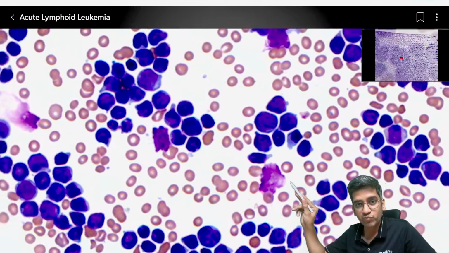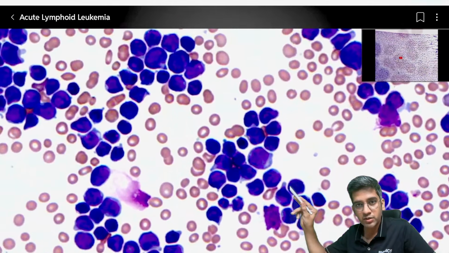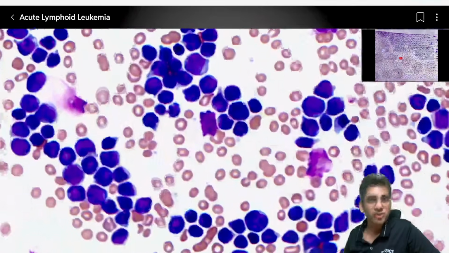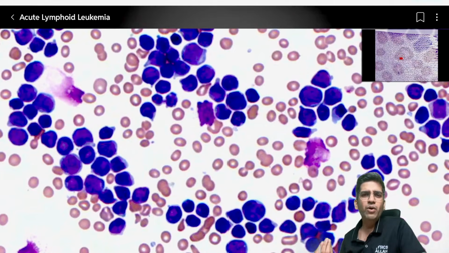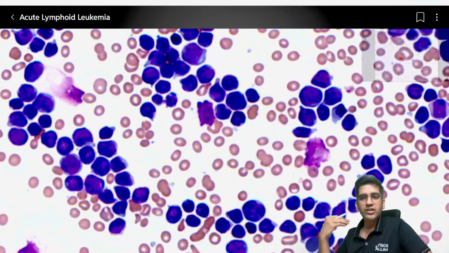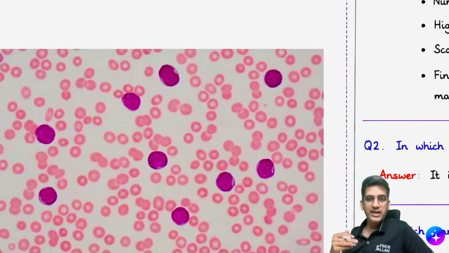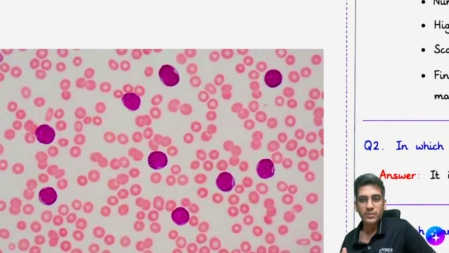Look at this. These are called hand mirror cells, where you have a cytoplasmic extension. That's a very important finding seen for acute leukemia. Not these days, but definitely for older people, right? Because they used to say it's a lymphoid leukemia with the hand mirror appearance.